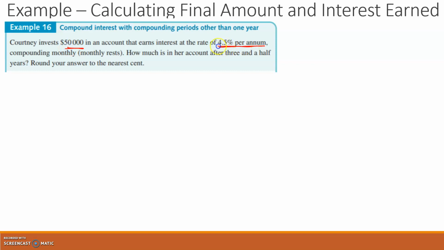Alrighty, this final question says Courtney invests $50,000 in an account that earns interest at the rate of 4.5% per annum, but it compounds monthly. This is going to be the kicker that changes the question for us. How much is in her account after 3.5 years? Alrighty, let's take a look.